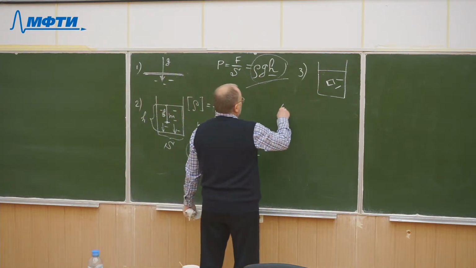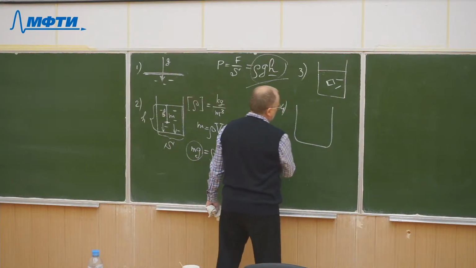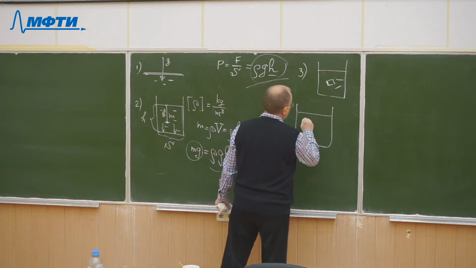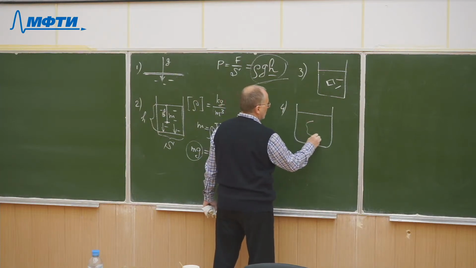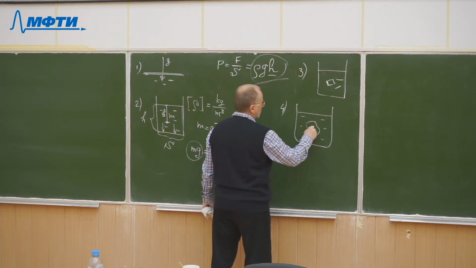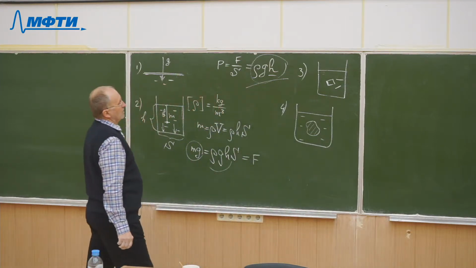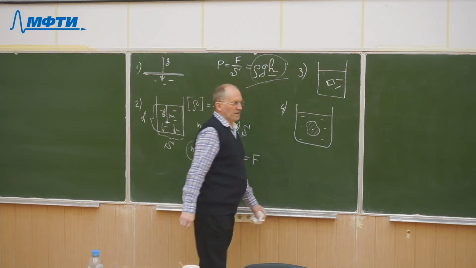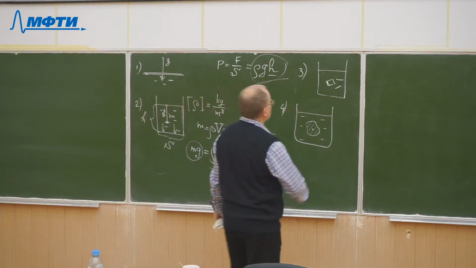Now, property number 4. If you take some vessel with liquid and you put inside the liquid an arbitrary body, so this is liquid and this is some solid body, whatever you put inside, then there is an Archimedes law.